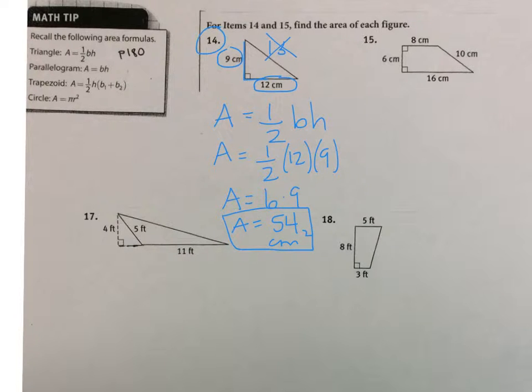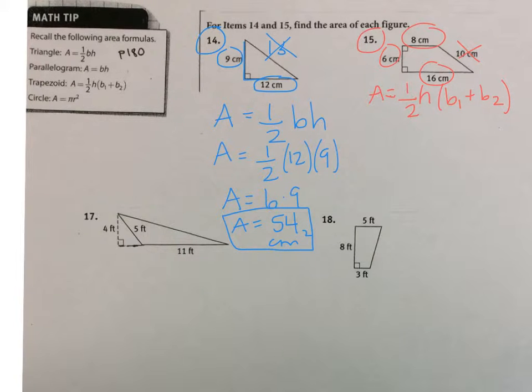Okay, so let's go 15. Is a trapezoid. An area of a trapezoid is 1/2 the height times base 1 plus base 2. So these are the bases, because by definition the bases of a trapezoid are the parallel sides and the height is its perpendicular. Therefore you won't need the 10.